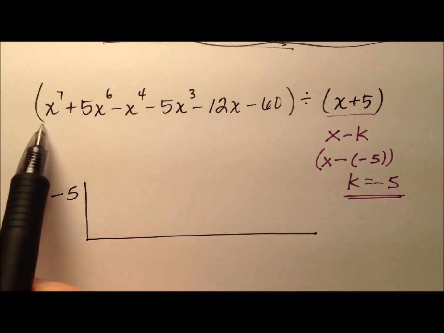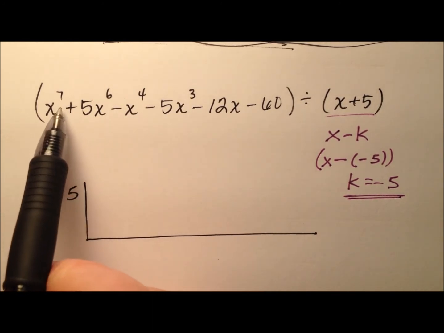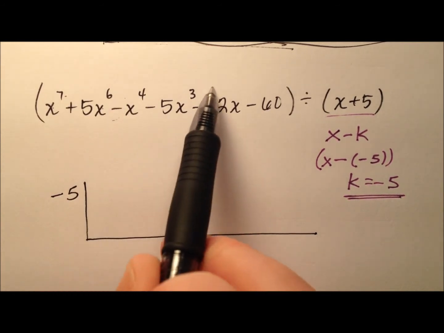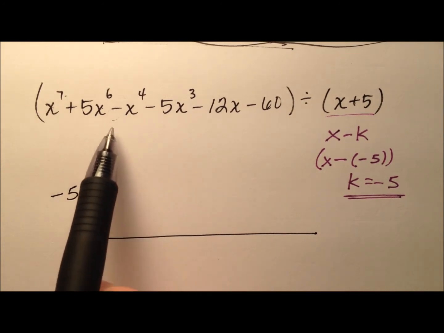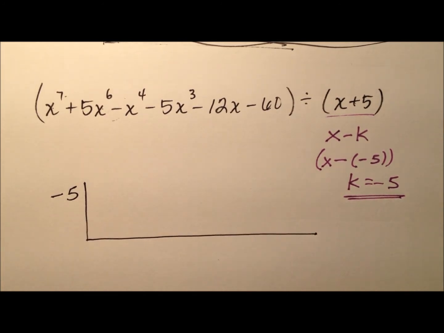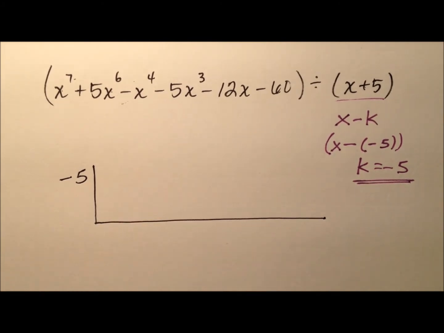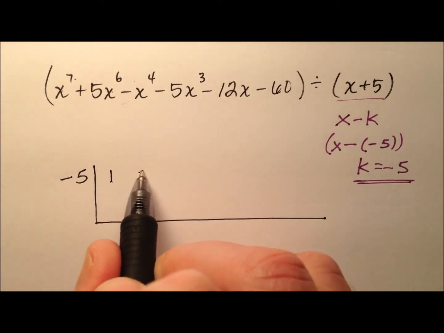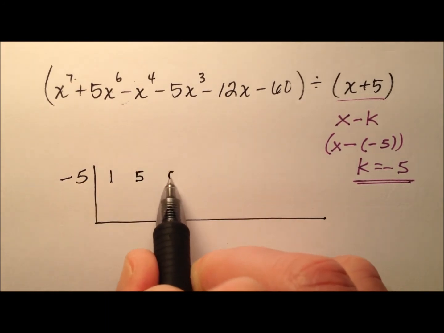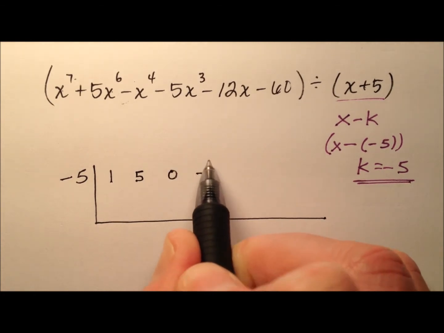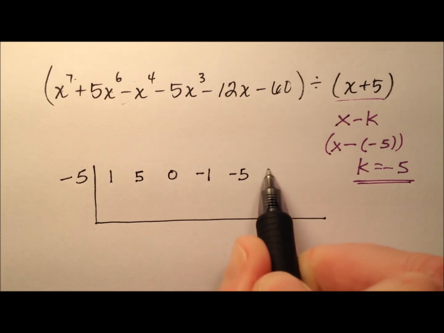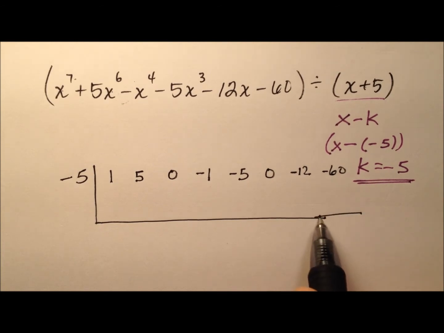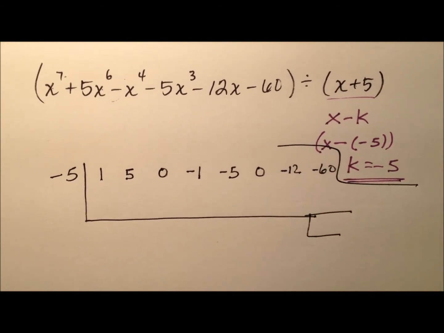Okay, looking at this polynomial, it appears that I'm missing a couple of terms. So I have x to the 7th, x to the 6th, but I don't have my quintic term, x to the 5th, and I don't have my quadratic term, x squared. So I'm going to need to put zeros in their place as placeholders here, because it's important that we keep everything lined up by power. So the coefficient for x to the 7th is 1, and then x to the 6th is 5, x to the 5th was 0, x to the 4th is negative 1, x cubed is negative 5, x squared is 0, x is negative 12, and my constant is negative 60. Kind of pretty tight on space there.